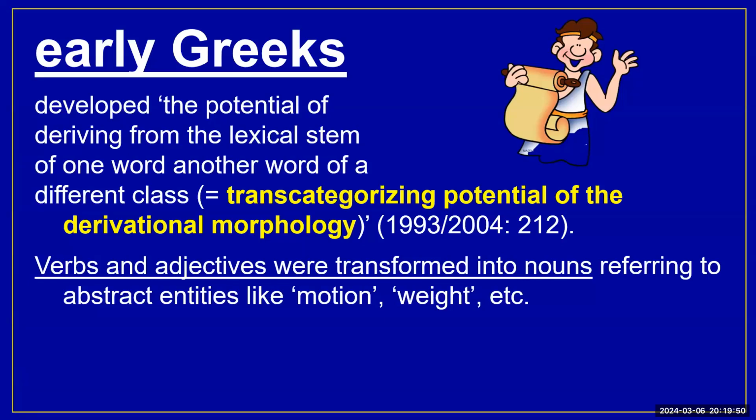Where did that come from? Well, in Western English, Western discourse, I should say, not just English, the early Greeks provided an idea, and that idea was the potential of deriving from the lexical stem of one word another word of a different class. Transcategorizing potential. In other words, that we can change verbs and adjectives into nouns. And then they become these abstract entities like motion, weight. They're generalizations, they're abstractions. All right. Well, the Greeks were doing this.